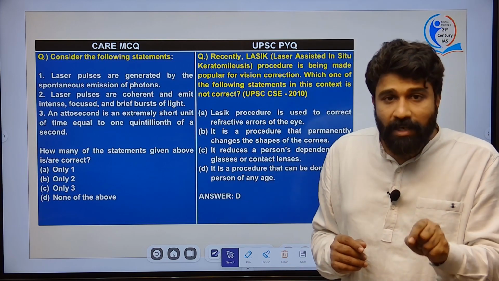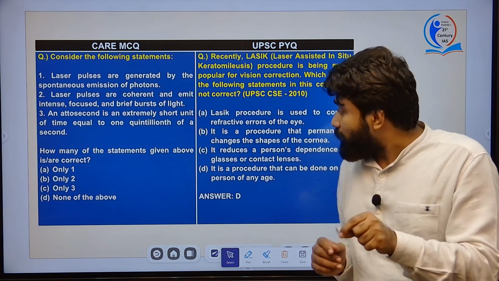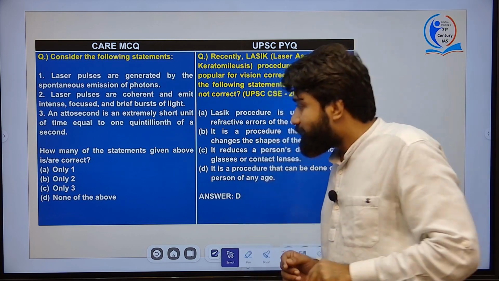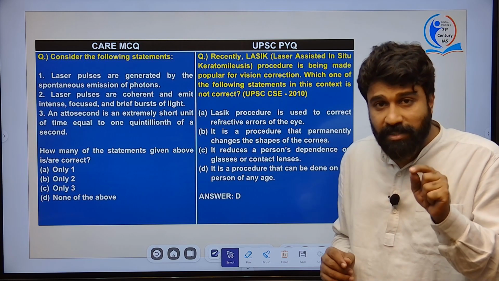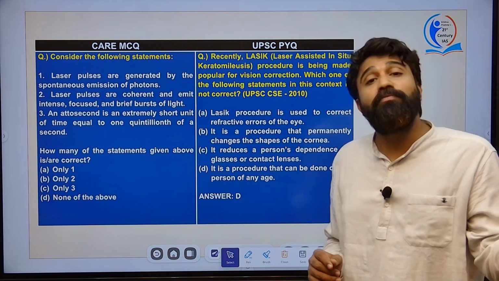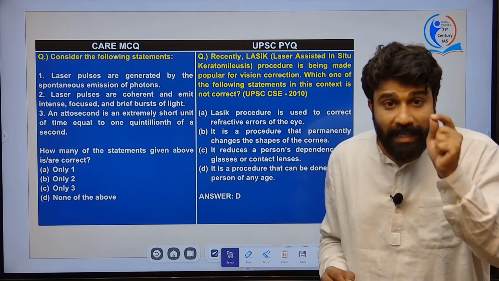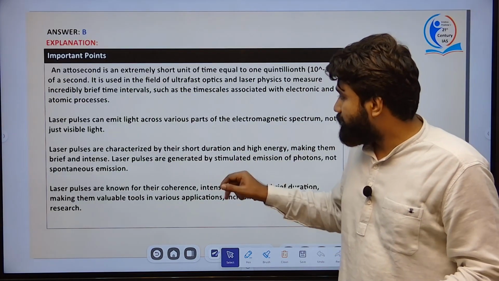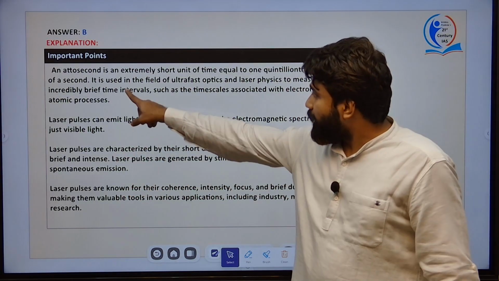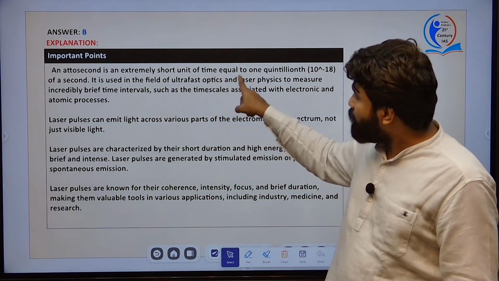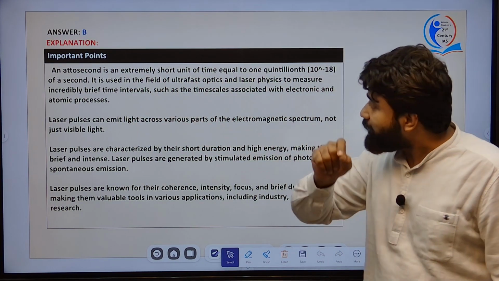The time interval can be measured in attoseconds, that means 1 by 10 to the power of minus 18 of a second. Okay. This is what the third statement is talking about. An attosecond is an extremely short unit of time equal to 10 to the power of minus 18 of a second.